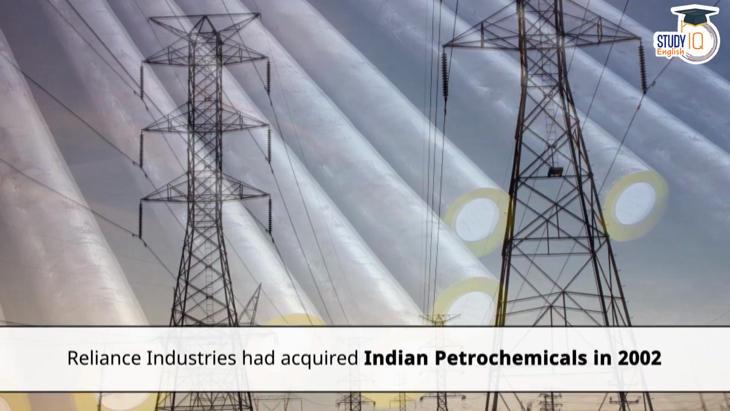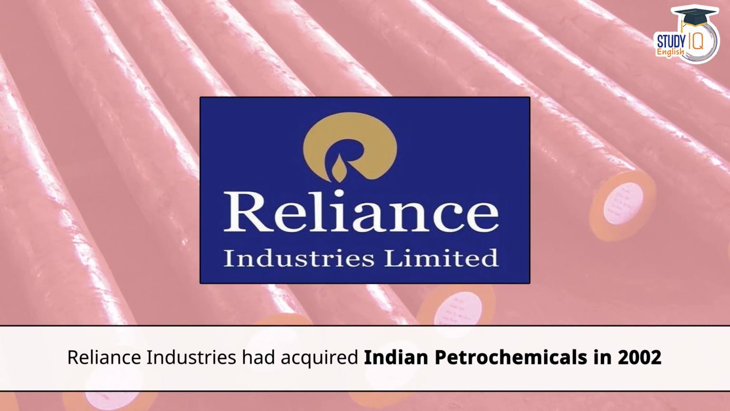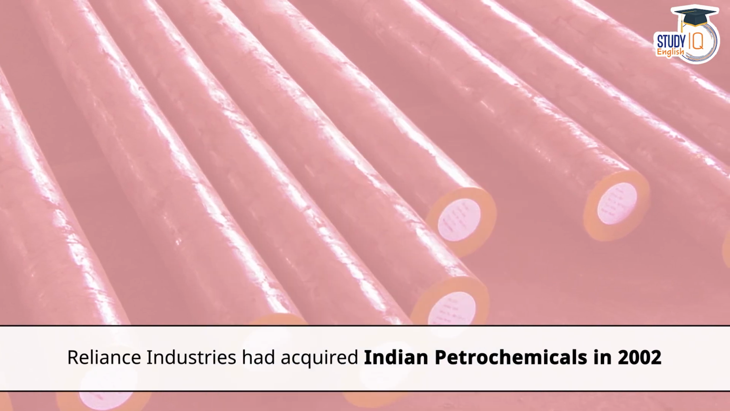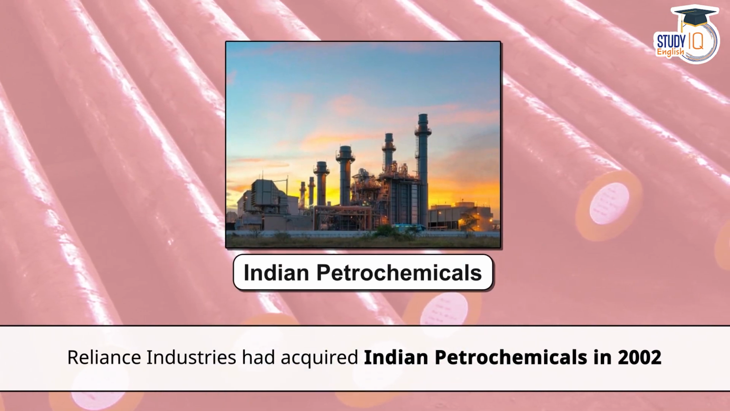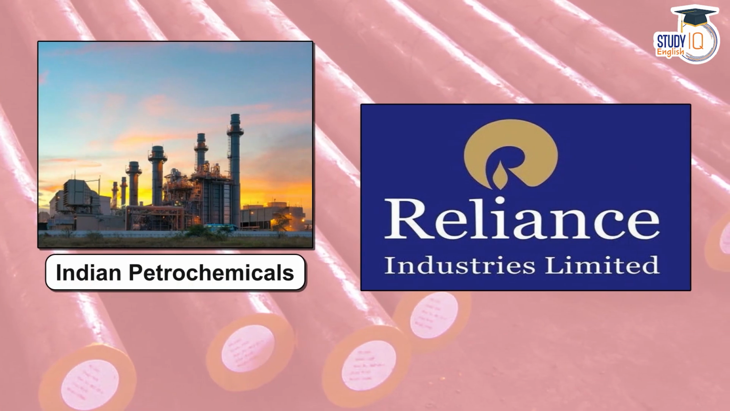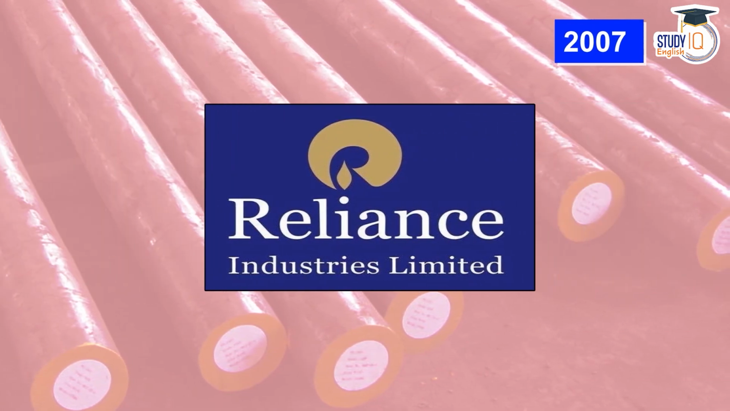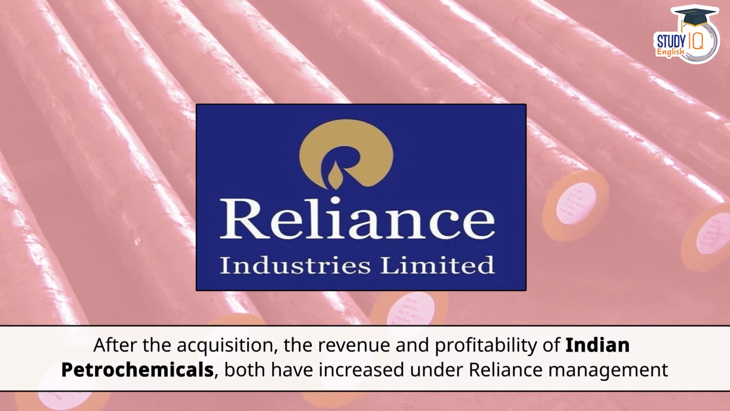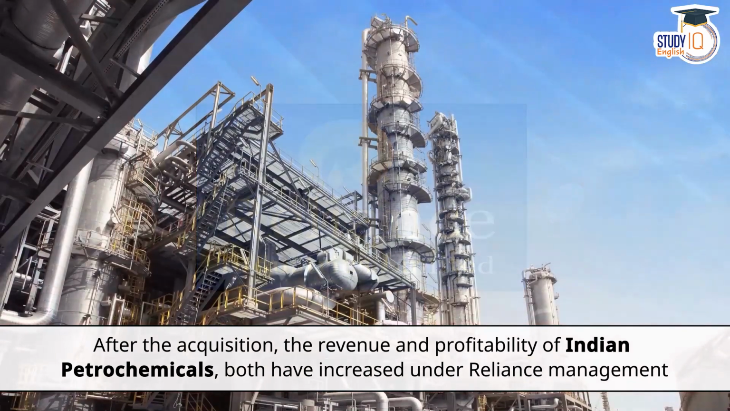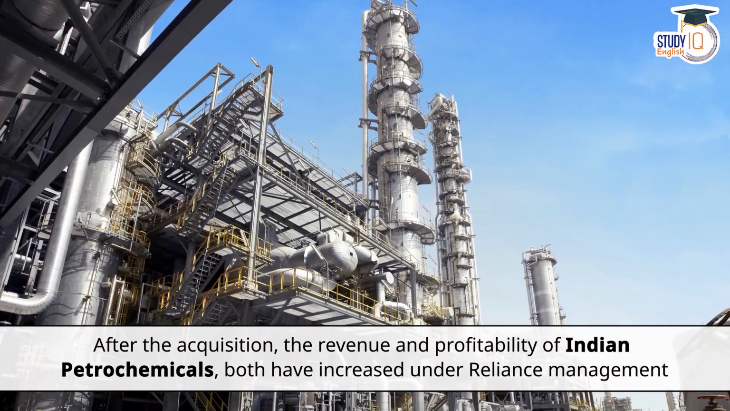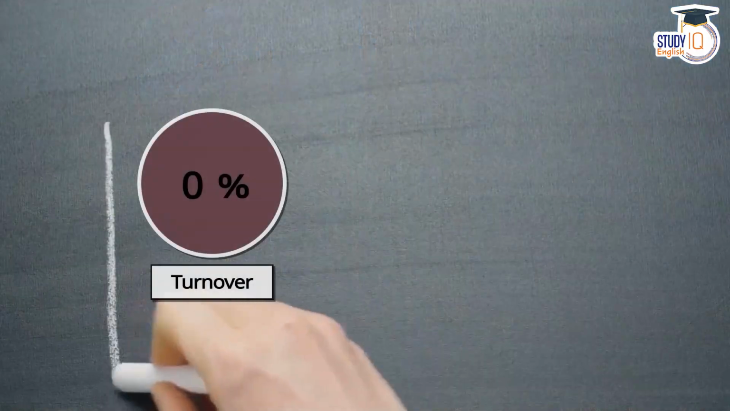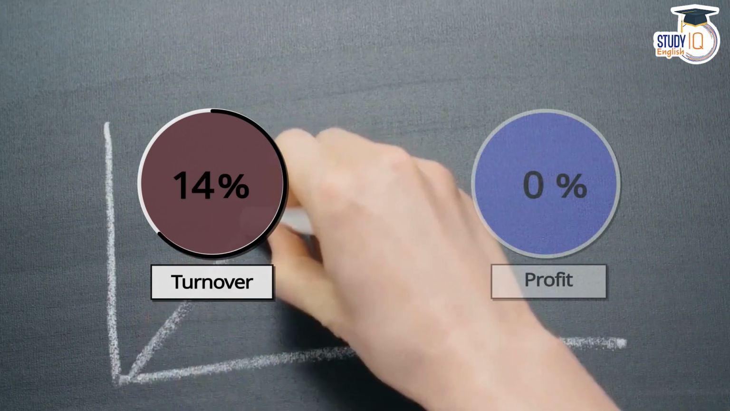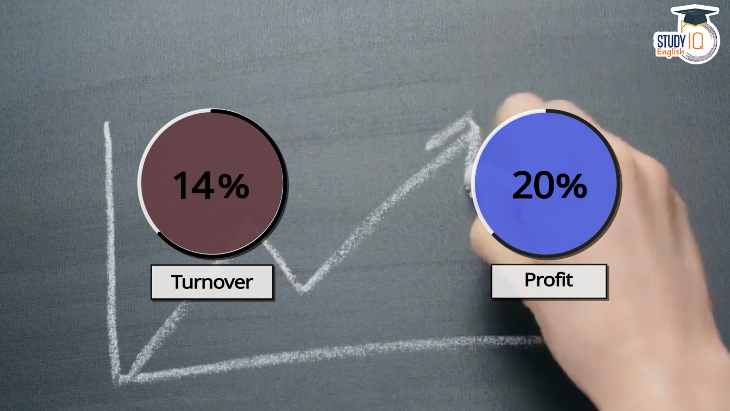Moreover, in 2002, Reliance Industries acquired India's second largest petrochemical company, Indian Petrochemicals, in which Reliance had minority stakes. In 2007, Reliance Industries went for a complete merger. Reports suggested that ever since Reliance acquired it, Indian Petrochemicals' profitability and revenue have considerably increased. Its net turnover and profit increased by 14% and 20% respectively.